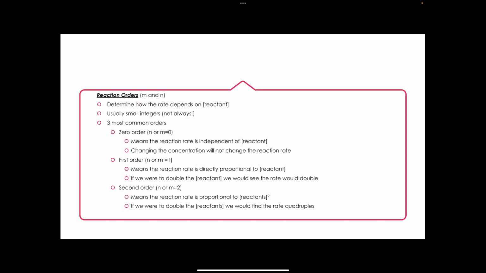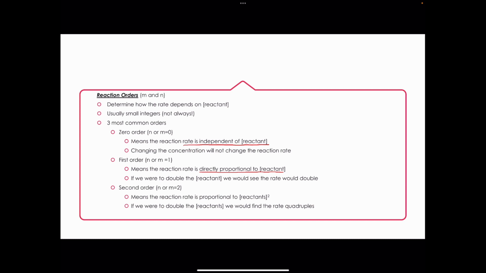So zero order is where our n or m value equals 0. What this means in terms of our reaction is that the rate is independent of the reactant concentration. So I can change that particular reactant concentration and it will not change my rate. Now, a first order is when our n or m is 1. What this means is that my rate is directly proportional to the reactant concentration. So whatever I do to the reactant, the same thing occurs to the rate. So if I double the reactant concentration, we're going to see that our rate doubles.